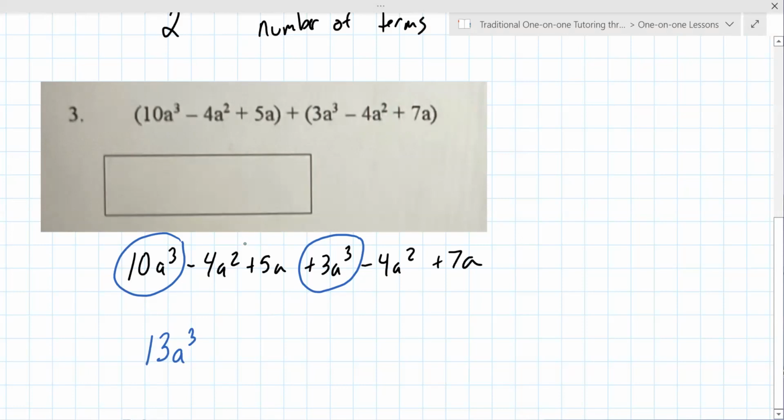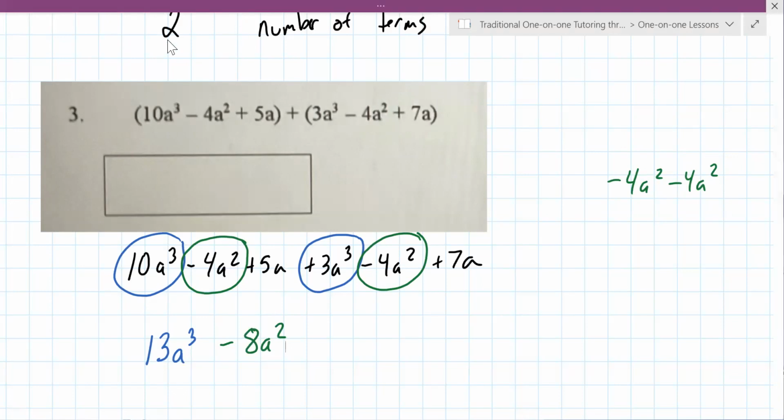Yeah. Now the next one you're going to see me circle is minus 4a squared minus 4a squared. Okay, and the negative goes with the term on the right. So you have to treat it off to the side. Here's minus 4a squared minus 4a squared. Can you tell me the result of combining those? Minus 8a squared. Perfect. Very good.